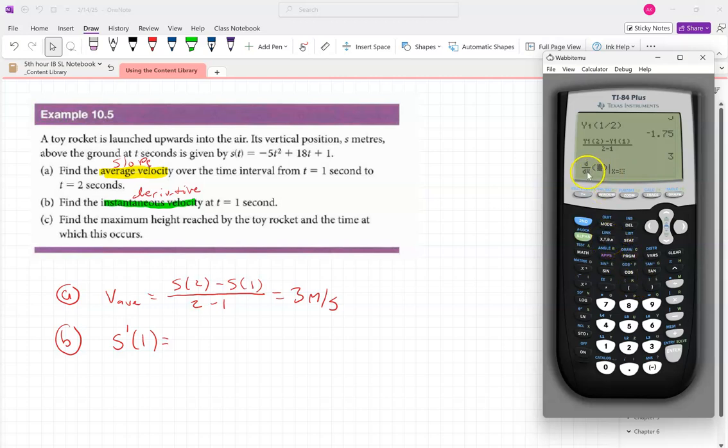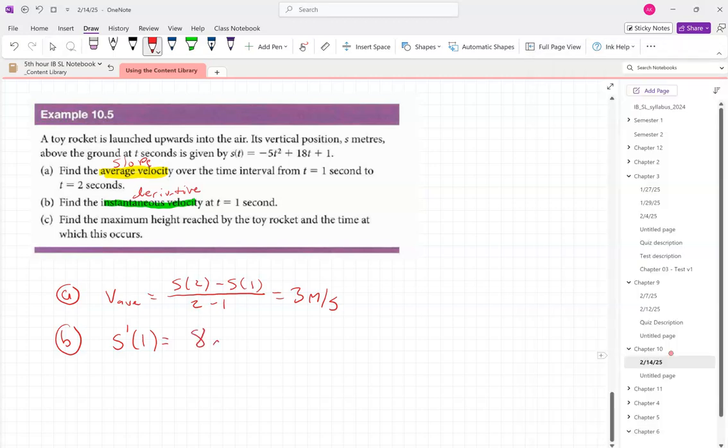Do it with respect to x. And now, remember, I had already typed in the equation for s of t into y1, right? So I'm just going to put y1 here rather than type the equation out by hand. And then x equals 1. So that's going to be 8 meters per second. Is everybody okay there? Okay.